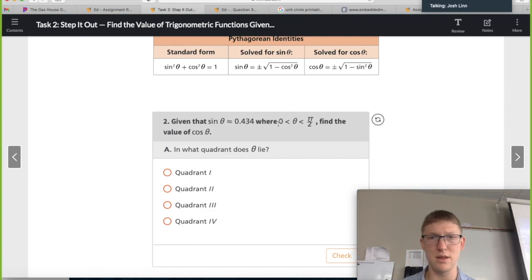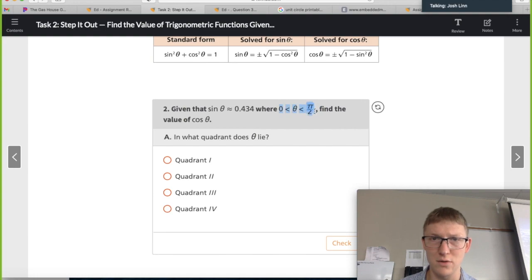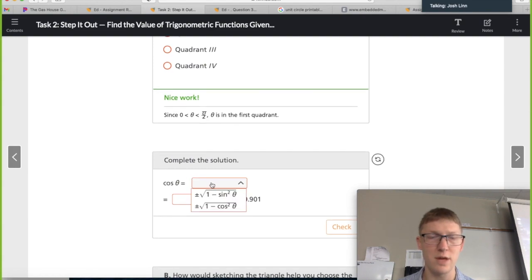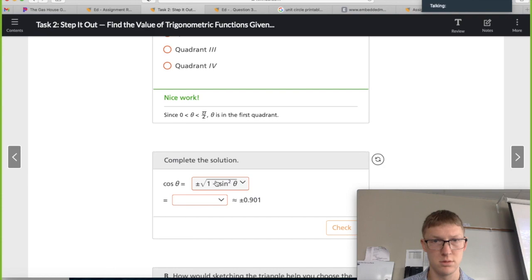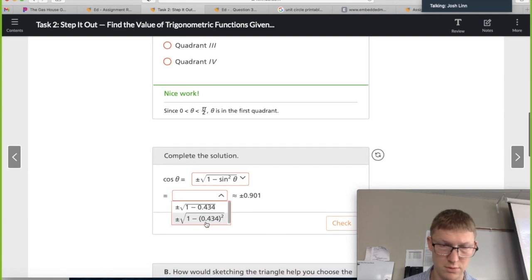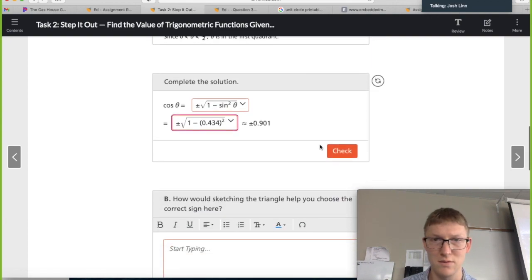That's why they give us this part right there. Theta is in between 0 and pi over 2. That is our first quadrant, where sine and cosine are both positive. So in this case, the value of cosine is going to be a positive value because it is in quadrant 1. So cosine of theta is equal to the square root of 1 minus sine squared, which equals that.